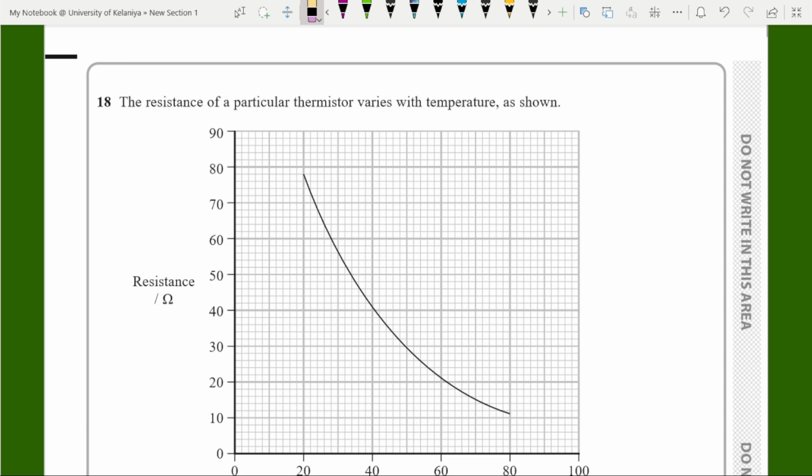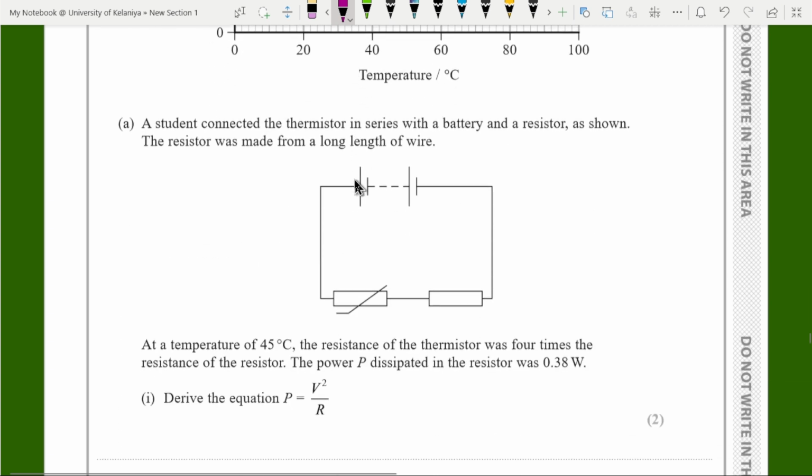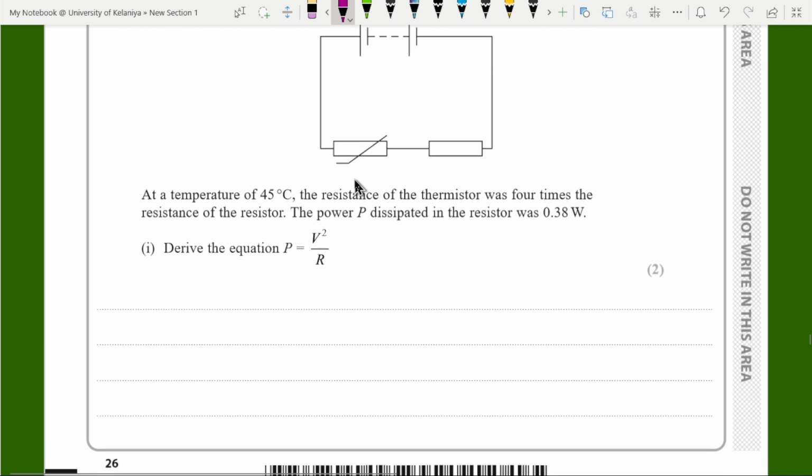Right. Here in the 18th question, the resistance of a particular thermistor varies with temperature as shown. Here they have given the diagram. The student connected the thermistor in series with a battery and a resistor as shown. The resistor was made from a long length of wire. At a temperature of 45 Celsius, the resistance of the thermistor was 4 times the resistance of the resistor. Power P dissipated in the resistor was 0.38 watt.